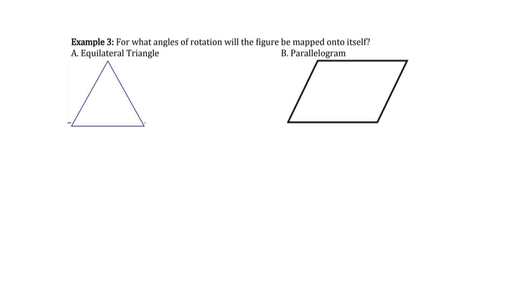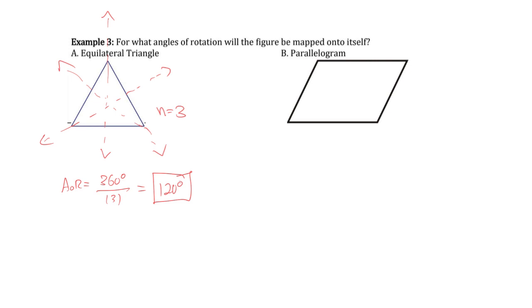So if we look at the equilateral triangle right here, we can cut it here. We can also cut it vertically in half, and we can also cut it this way. So n is equal to 3. So angle of rotation is 360 divided by 3, which equals 120 degrees.